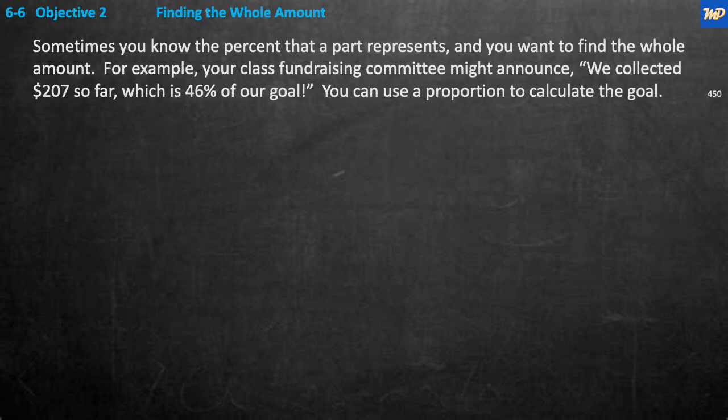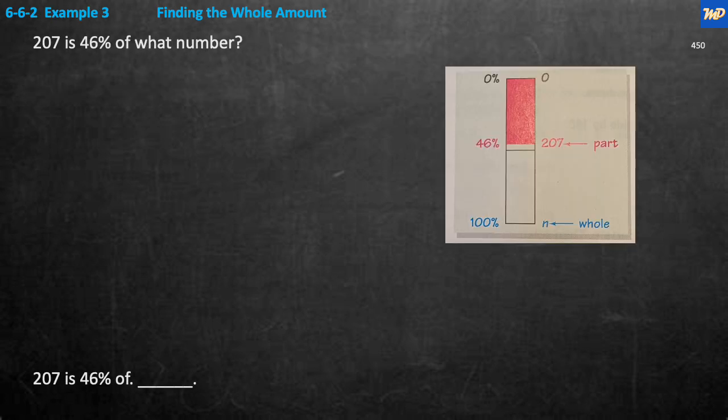Okay, objective 2, finding the whole amount. Sometimes you know the percent that a part represents, and you want to find the whole amount. For example, your class fundraising committee might announce, "We collected $207 so far, which is 46% of our goal." You can use a proportion to calculate the goal. So let's see what happens with this as we move on.